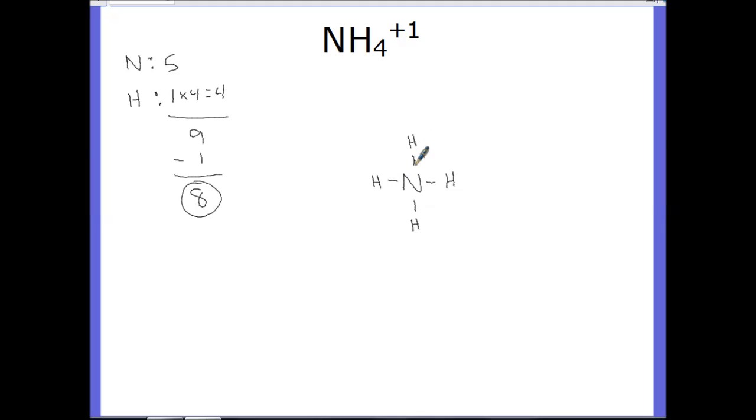And the nitrogen has 2, 4, 6, 8 around it. It's happy. So this is a good molecule. The only thing is we enclose it in brackets, and we're going to put the charge on the outside. Alright, so that is the Lewis structure for ammonium.